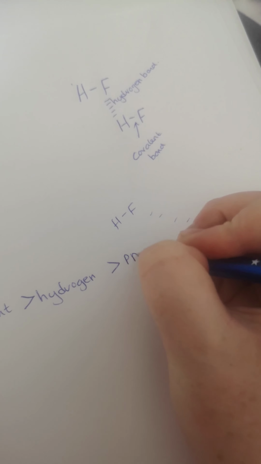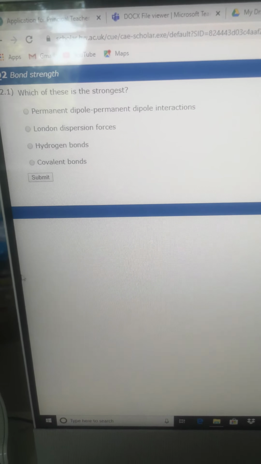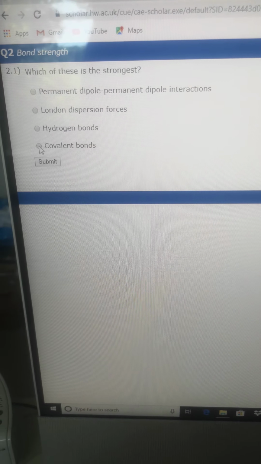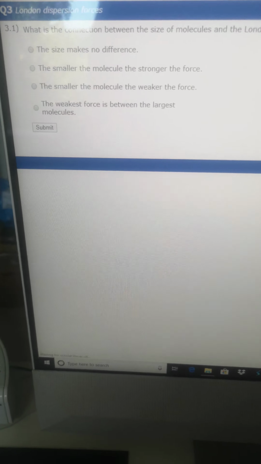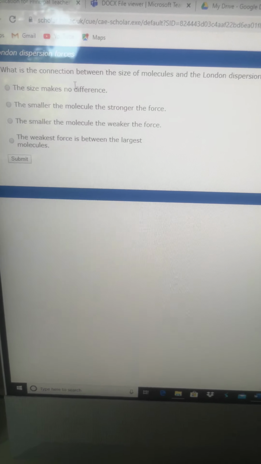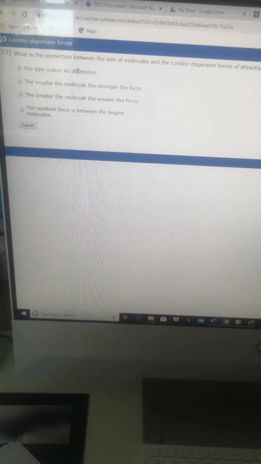So thinking about the strength, covalent bonds are the strongest, then you've got your hydrogen bonds, then you've got your permanent dipole-permanent dipole, then you've got your London dispersion forces. So which is the strongest? Covalent bonds. Right, on to number 3. What is the connection between the size of molecules and the London dispersion forces of attraction?